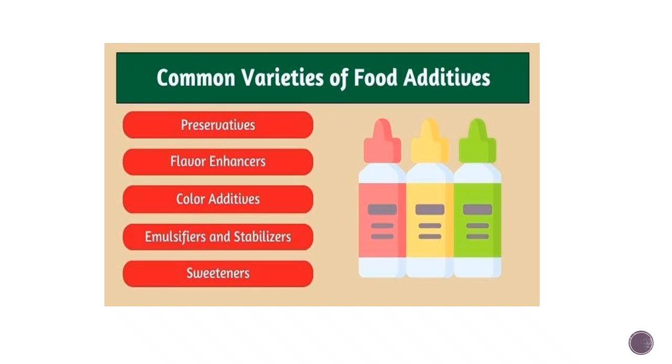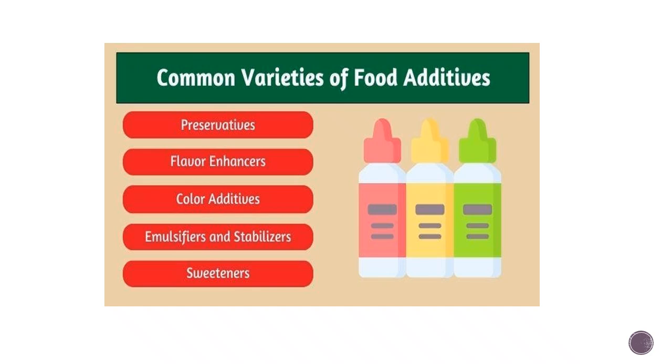Preservatives are used to preserve the food materials. The common examples of preservatives are sodium benzoate and citric acid. Flavor enhancers: sometimes we use acetic acid, vinegars. Then color additives. There are n number of color additives available. Color additives are normally denoted through E numbers.